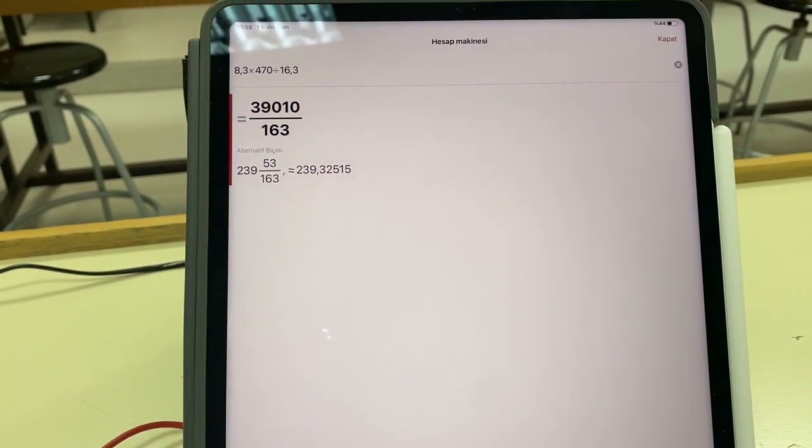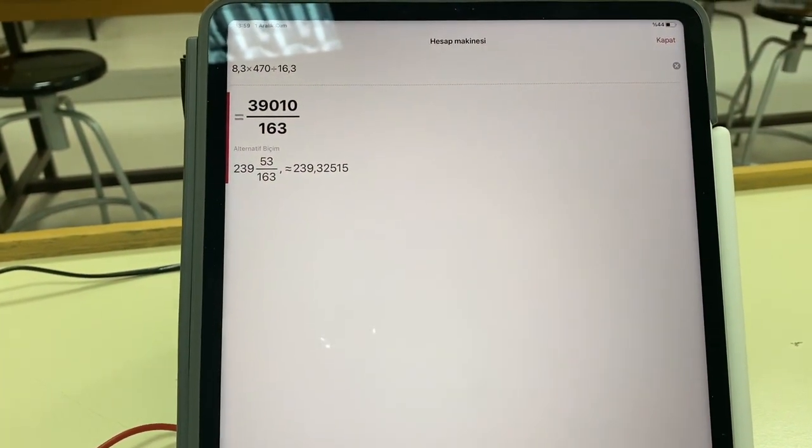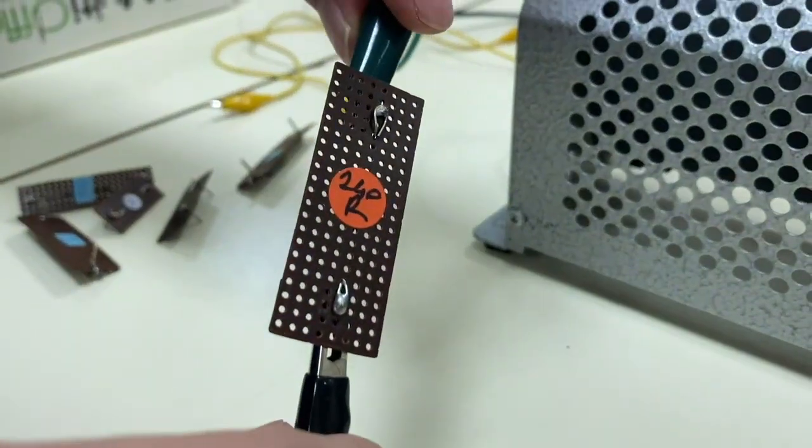When we make the calculations, we find the Rx value is 239.3 ohms, which is very close to its original value, 240 ohms.